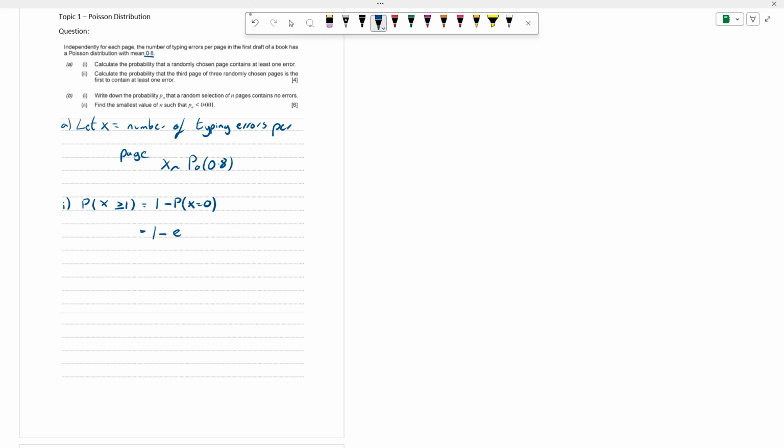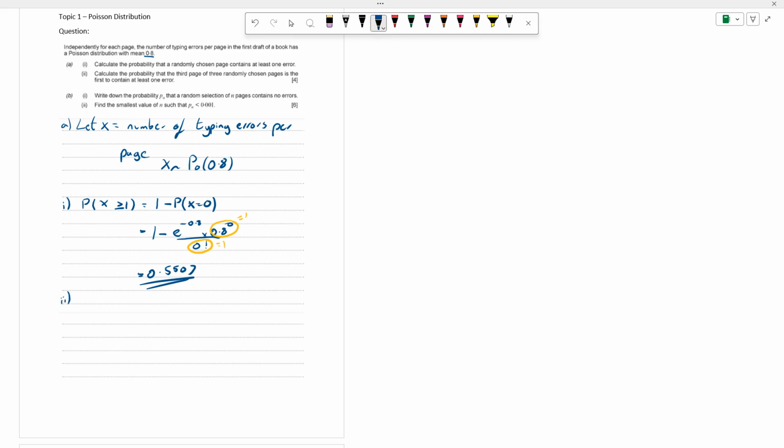So I've got e to the minus 0.8 times 0.8 to the power of 0, all over 0 factorial. Now, both of these are equal to 1, so I can just use the e to the minus 0.8. Type in my calculator, I get 0.5507, which if you use the PD function as well, you should get the same answer.